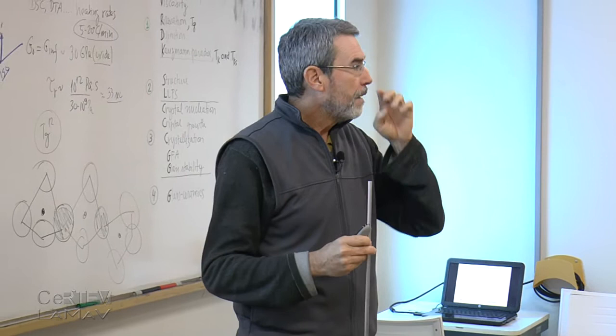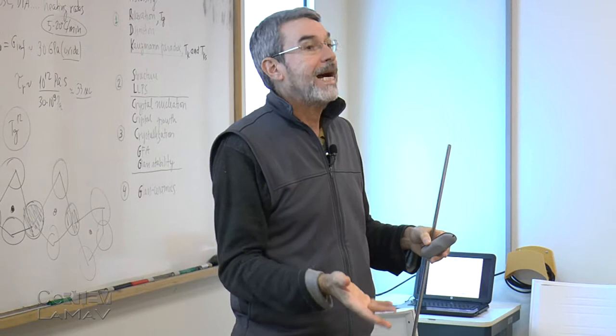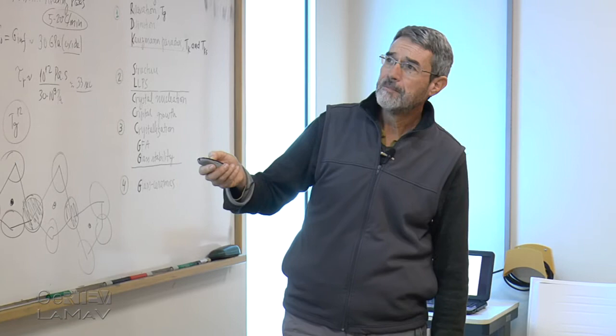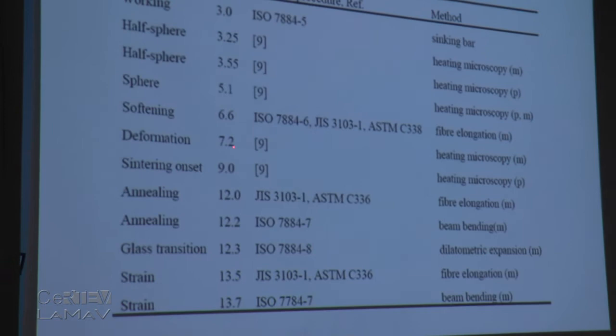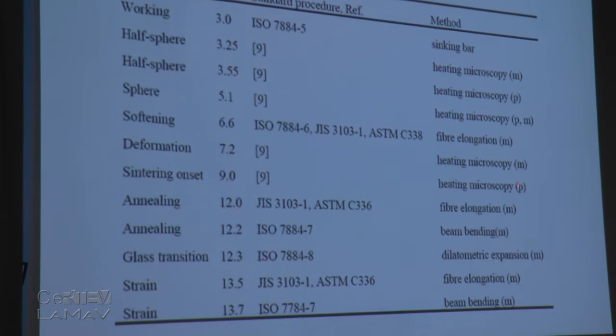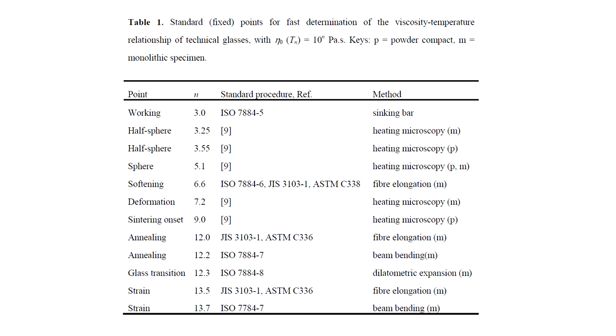People who work in the glaze industry just want to see the viscosity of the glass, enough to wet a ceramic tile. So they use simple methods like the half sphere method, softening point, deformation point, sintering onset. P means powder, M means monolithic. If you are interested in sintering, people work with sintering of glasses.